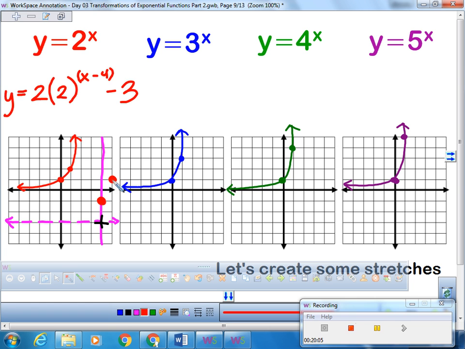Normally I'd go to the left 1 and up a half. But instead of going a half, I'm going to go twice that. How much is 2 halves? A whole, right? So to the left 1, up 1.